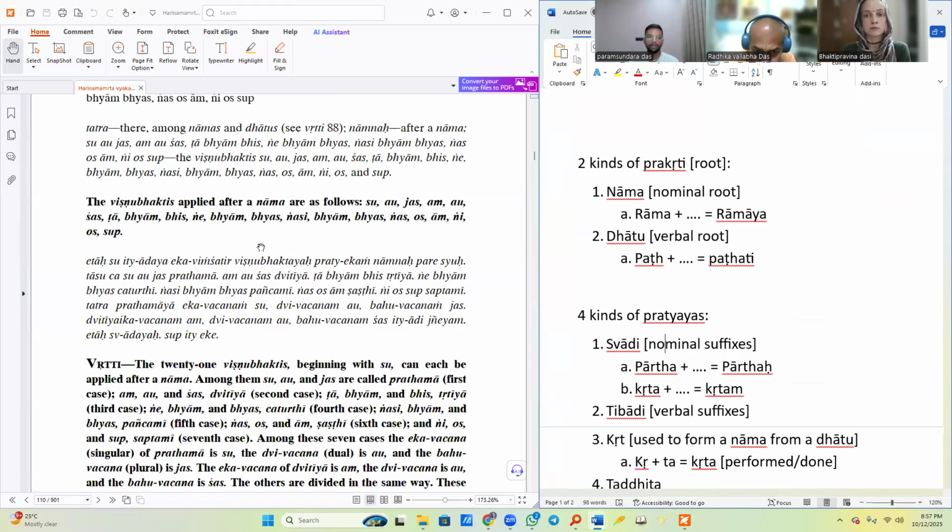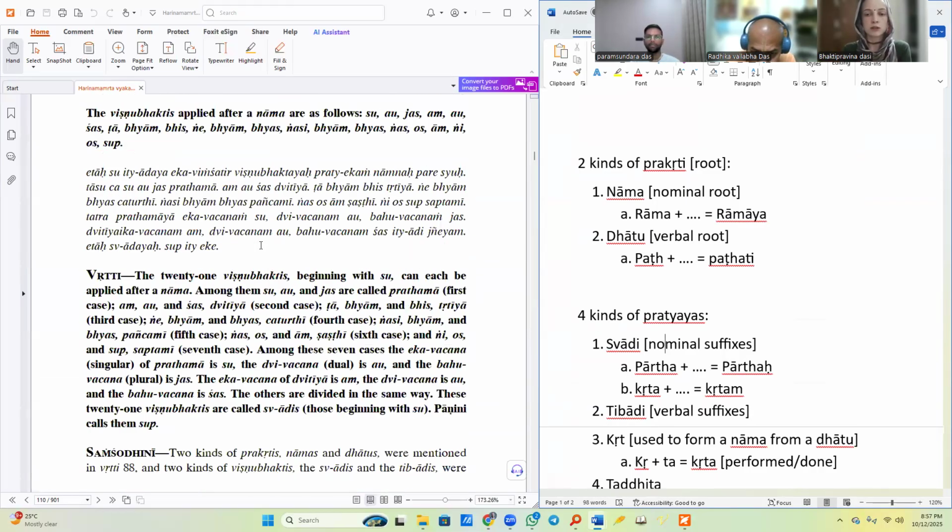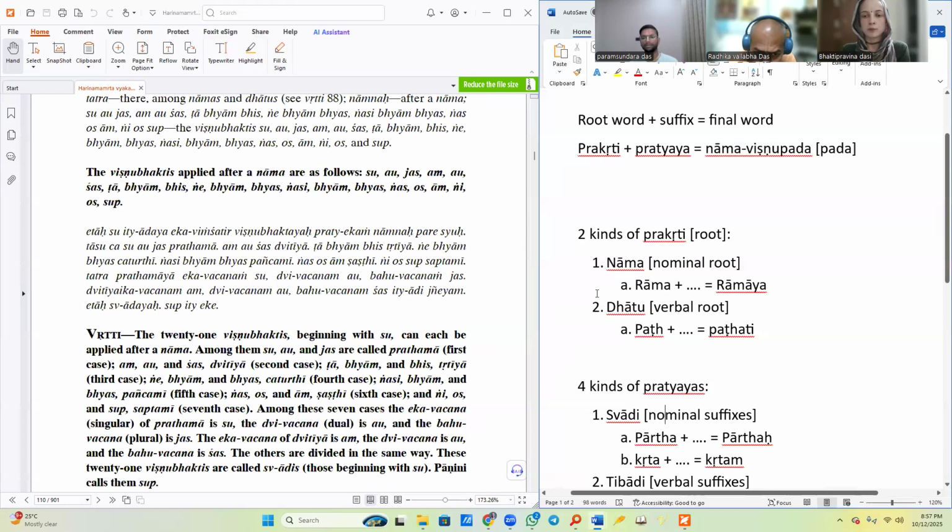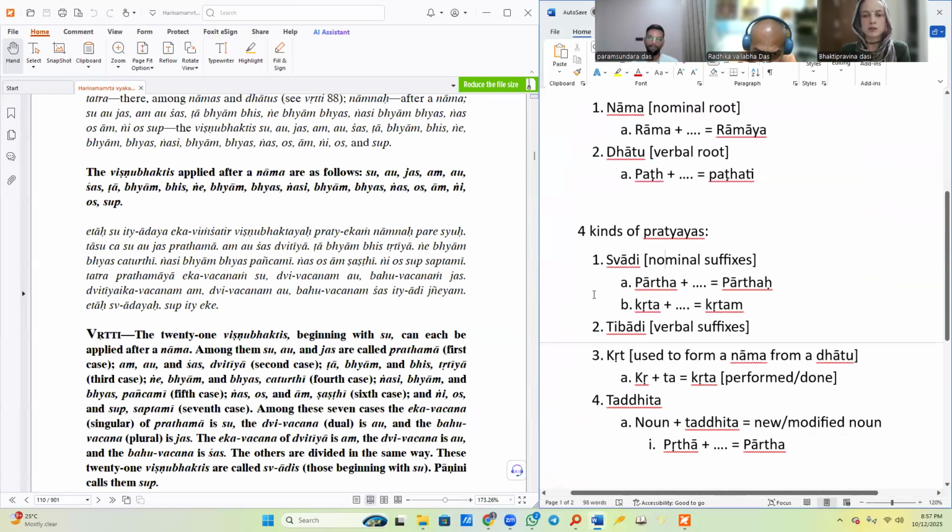Just one question, Prabhu, about the second kind of pratyayas, the Tibadi. In the book here we see a different word, like Akyanta or something. Yeah, we'll discuss that in chapter 3. Oh, okay, sure.